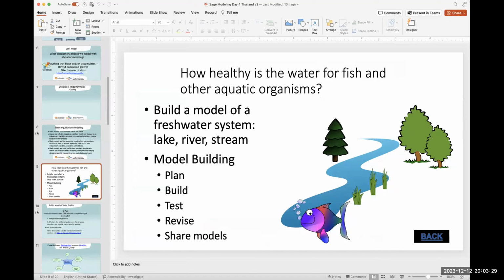Okay, so hi, everyone. As Joe said, in terms of middle school students, the static modeling may be more appropriate for their age. So we're going to look at how healthy the water is for fish and other aquatic organisms. We want to build a model. And of course, we're going to plan, build, test, revise.